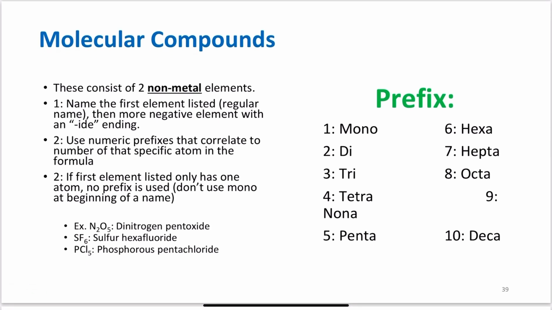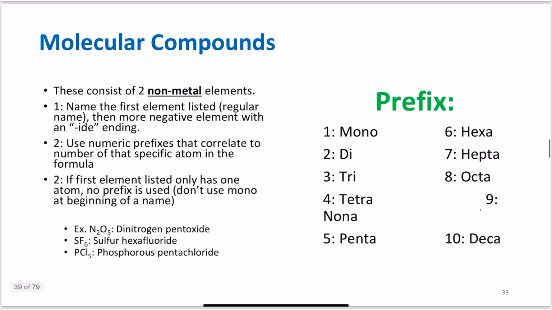Big thing to emphasize again, molecular compounds consist of two nonmetal elements. You will only have two in there. I apologize. I still need to fix this slide. I keep forgetting to fix this PowerPoint specifically so that it actually puts this together. 9 is nona.